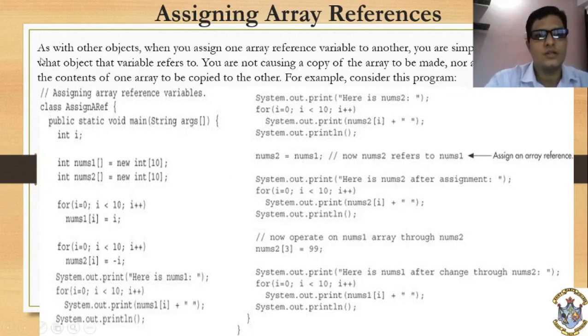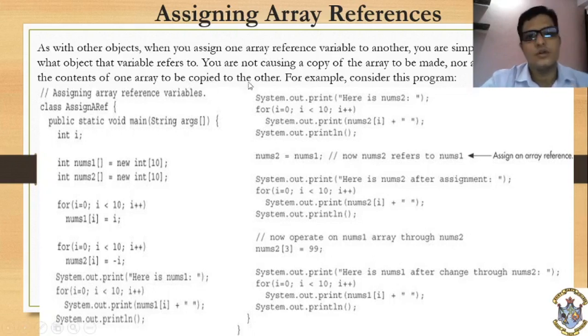Okay, so here the theory is given, the same as with other objects. Please observe here: as with other objects, when you assign one array reference variable to another, you are simply changing which object that variable refers to. We have to see which object the variable refers to. You are not causing a copy of the array to be made, nor are you causing the contents of one array to be copied to the other. You are not copying, you are referring. Okay, you are not copying, you are just referring.